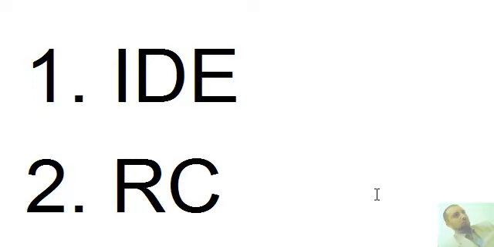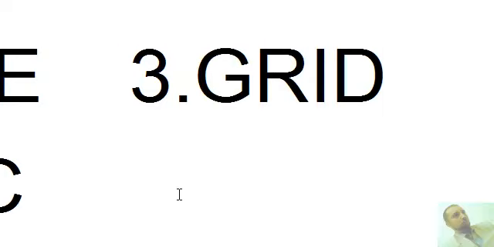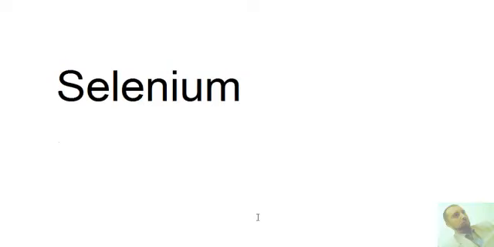Selenium has three different features, three different flavors, shall I say. One is called IDE, the second one is called RC, which stands for remote control, and the third, which isn't so popular, is called grid. So you've got Selenium IDE, and then you've got Selenium RC and Selenium grid. I'll be taking you through the differences between the different flavors of Selenium, as well as we'll learn quite a bit about each one and the pros and cons.